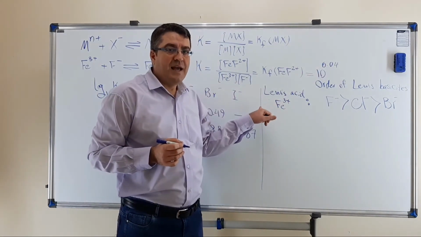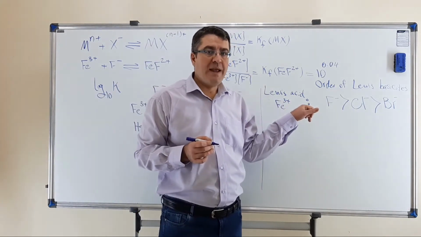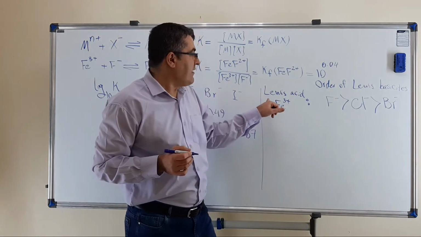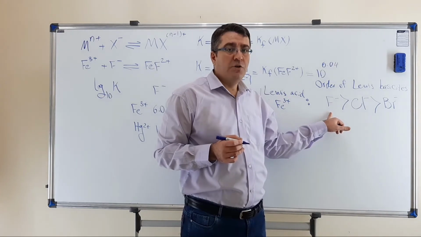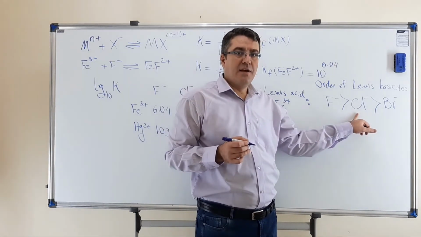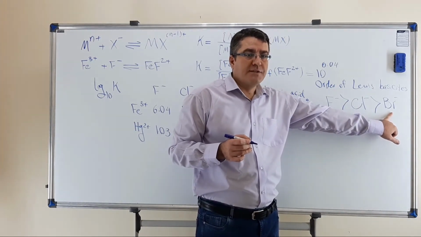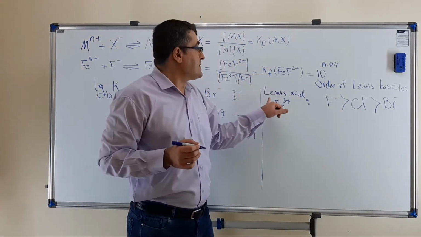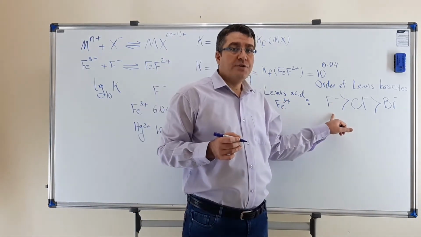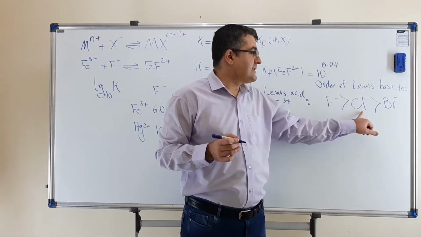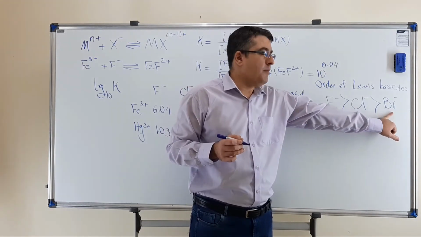When the reference acid is Fe3+, the acid with which our bases are reacting, F- is a stronger Lewis base than Cl-, and Cl- is a stronger Lewis base than Br-. In other words, towards Lewis acid Fe3+, F- shows higher basicity than Cl-, and Cl- shows higher basicity than Br-.